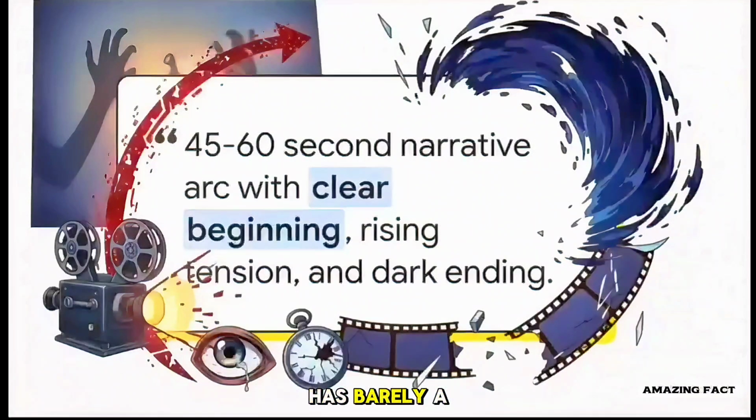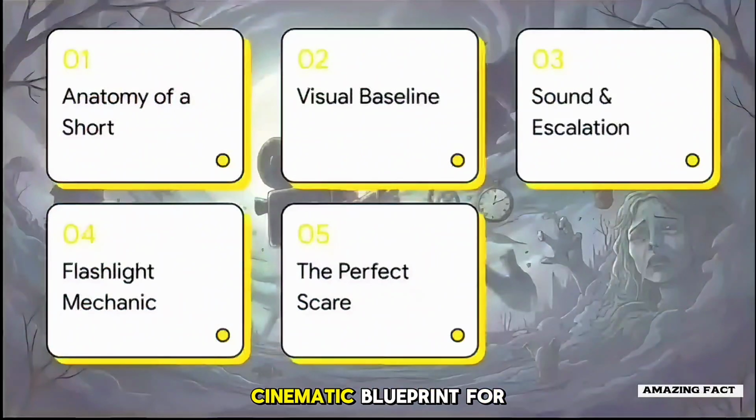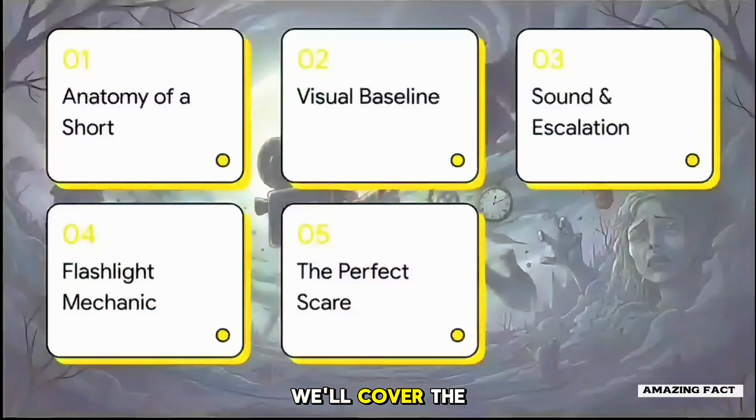When a filmmaker has barely a minute to work with, there is absolutely zero room for filler. Every single frame, every single shadow, and every little sound has to be weaponized to push your heart rate up. It's a masterclass in efficiency, and we're going to see exactly how this rising tension is architected from the ground up. Here's our cinematic blueprint for today. We'll cover the anatomy of a horror short, setting the visual baseline, sound design and escalation, the flashlight mechanic, and finally, executing the perfect scare.